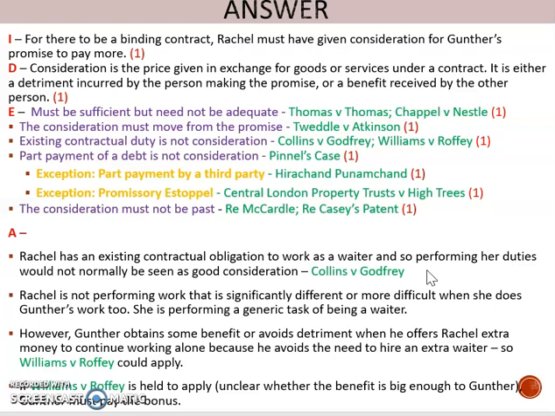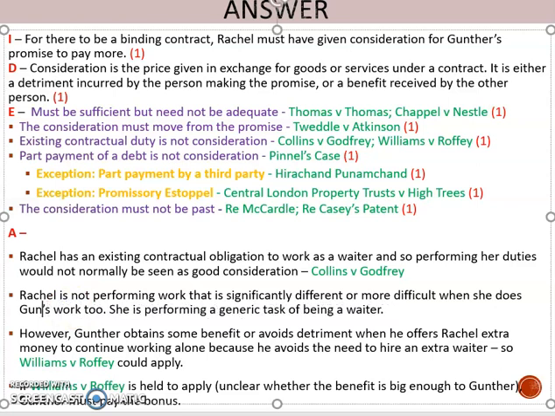So Gunther saying, oh, I'm going to pay you a bonus for doing the same work, essentially, that would not normally be enforceable. And you could make the point here that actually, although we know she's perhaps going to have to do a bit more, working a bit extra hard, she's not really performing work that's significantly different or more difficult when she does, sorry, that should say Bill's work too. Just let me change that. Easy to get your characters muddled up. So she's performing the generic task of being a waiter, which is her existing contractual duty.